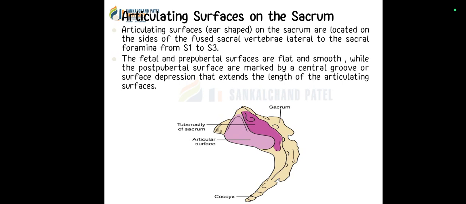Articulating surfaces on the sacrum. The ear-shaped articulating surfaces on the sacrum are located on the side of the fused sacral vertebrae, lateral to the sacral foramina from S1 to S3. The fetal and prepubertal surfaces are flat and smooth, while the postpubertal surfaces are marked by a central groove or surface depression that extends the length of the articulating surfaces.